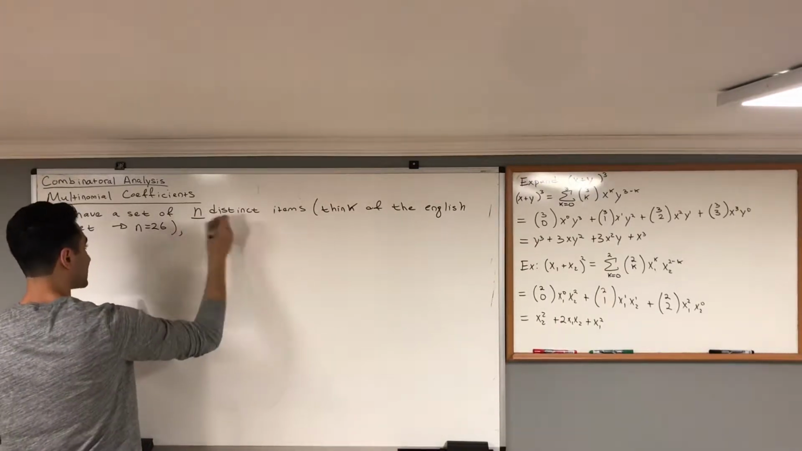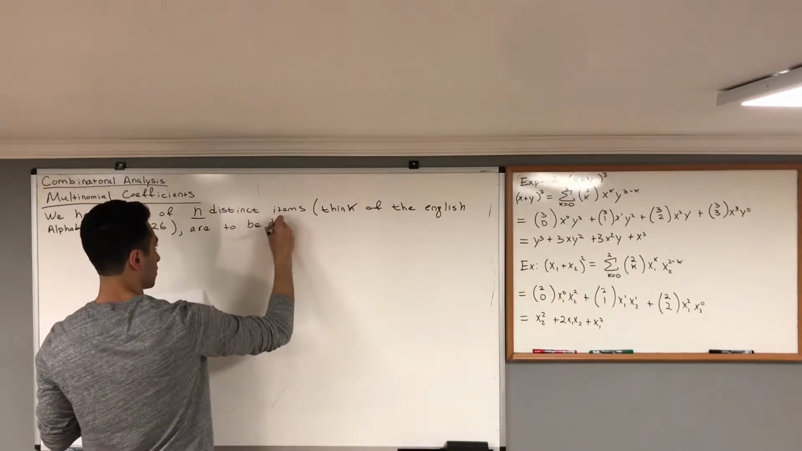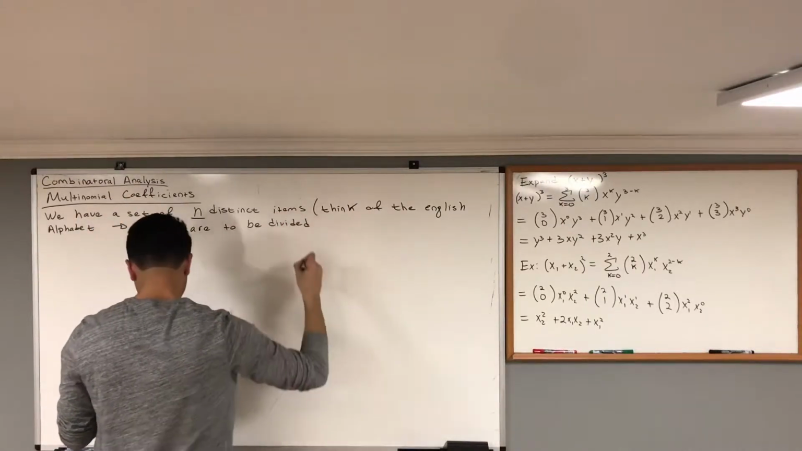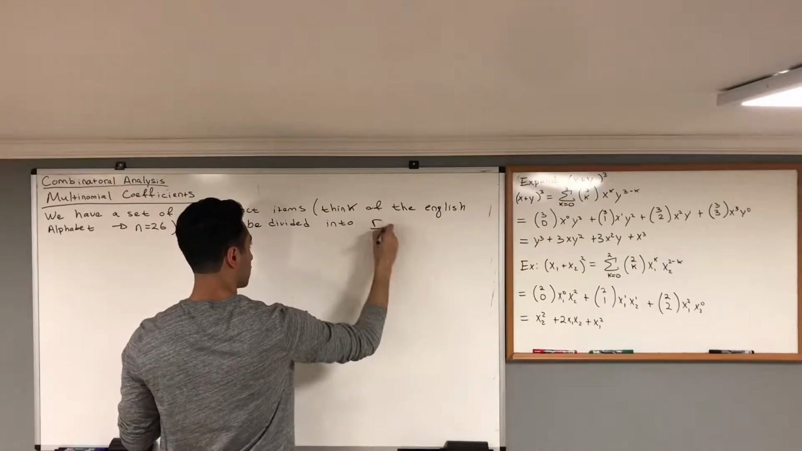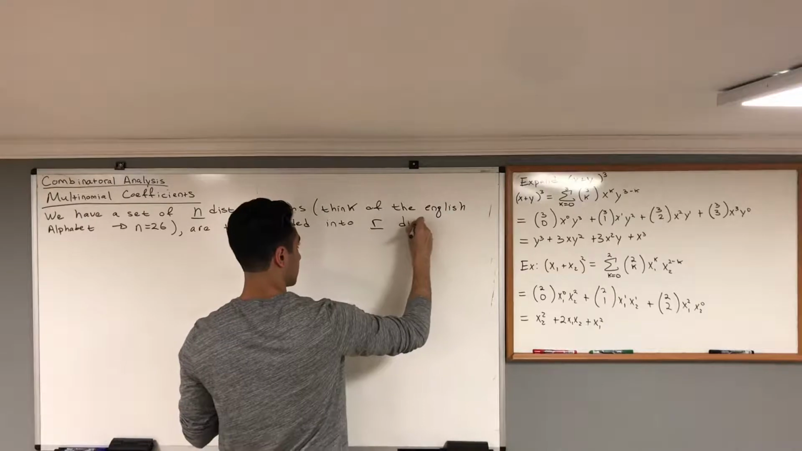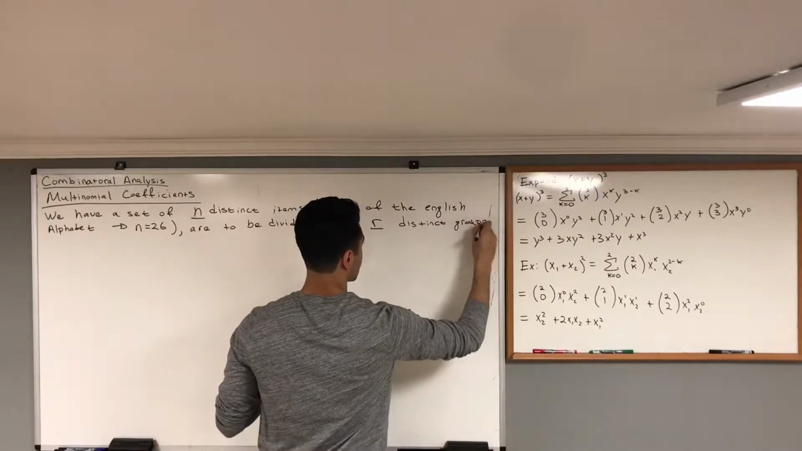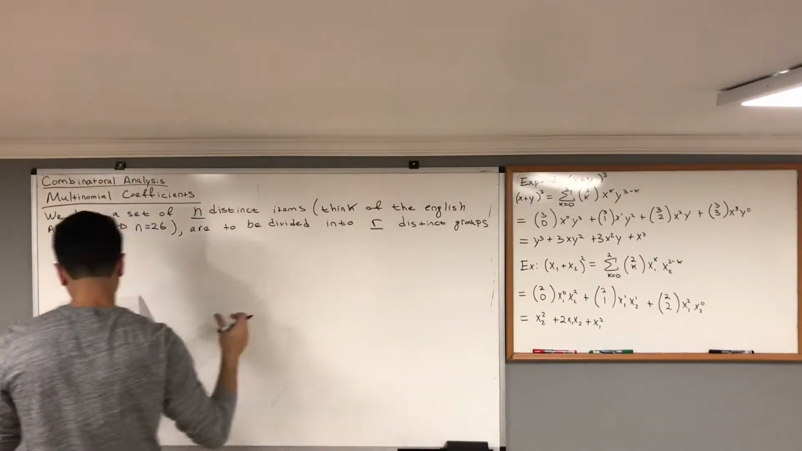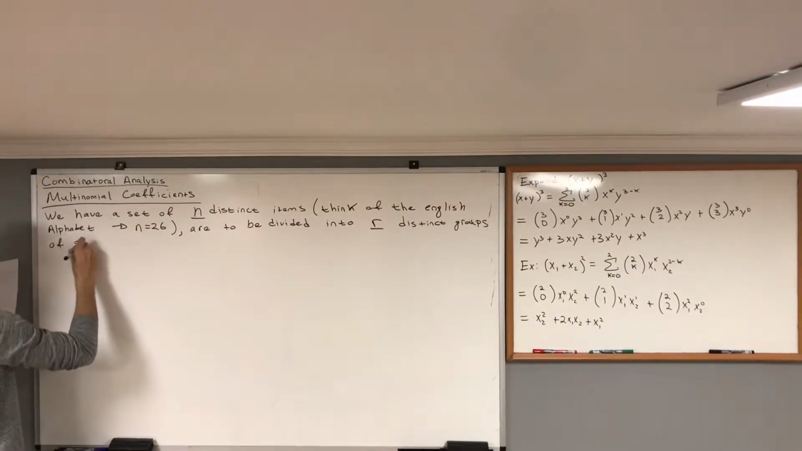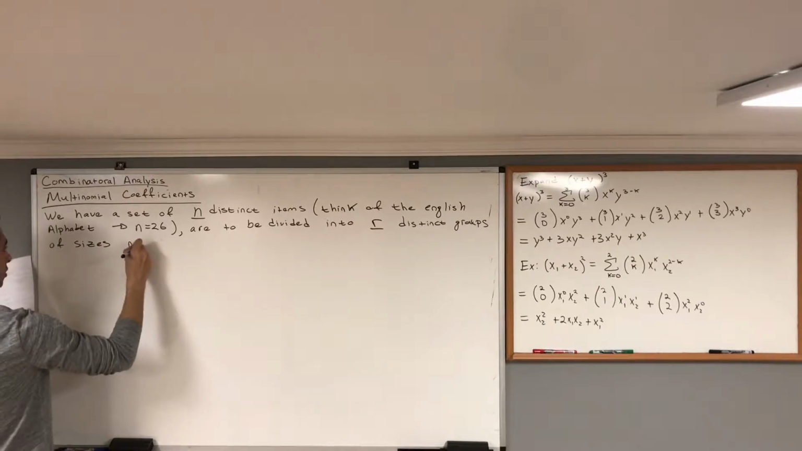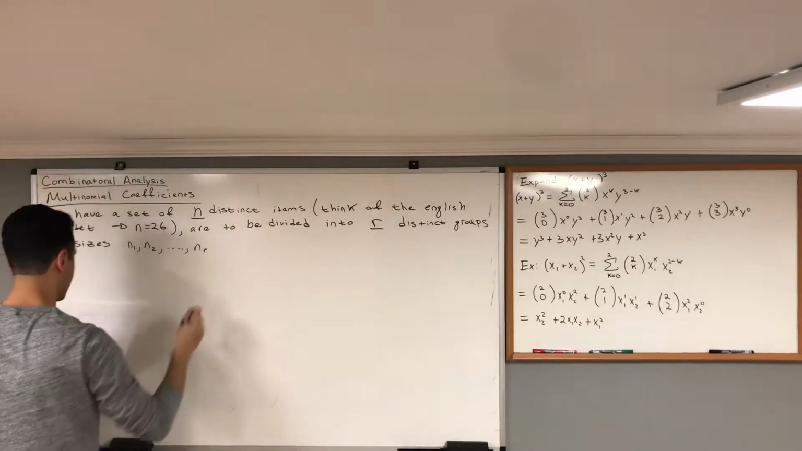And these n distinct items are to be divided into r distinct groups, like a combination, but these groups are distinct in a way where each group is of group sizes n1, n2, all the way to your last group size.